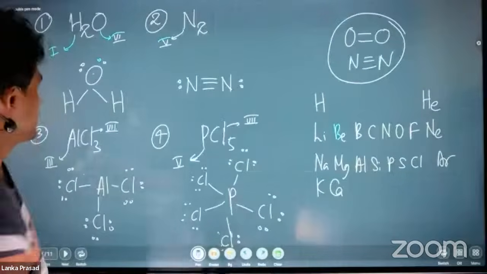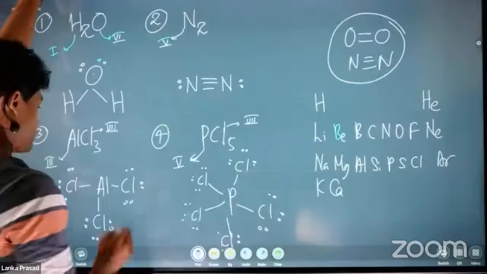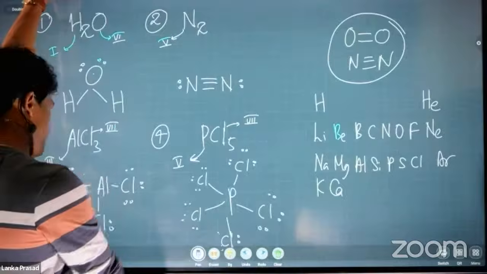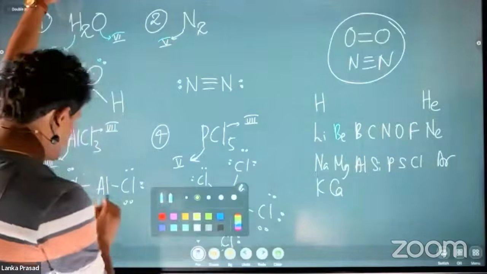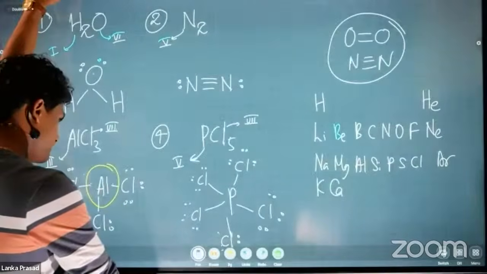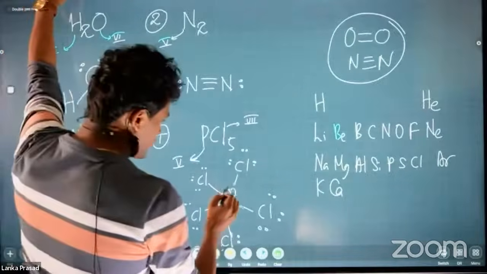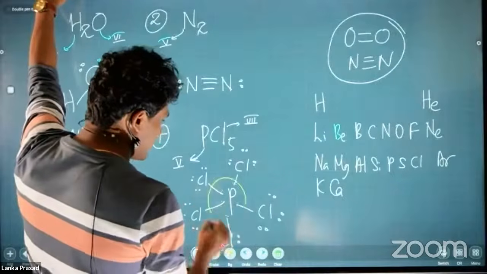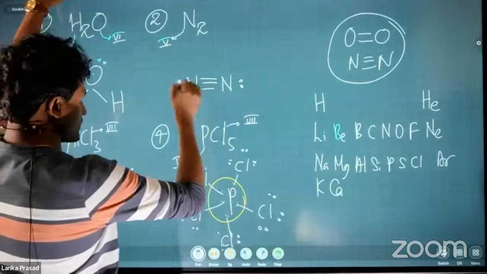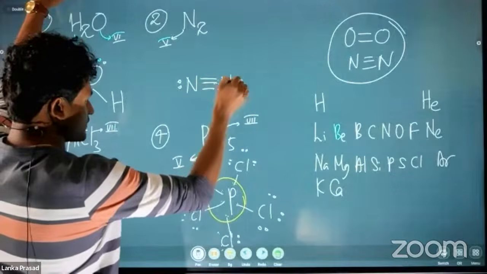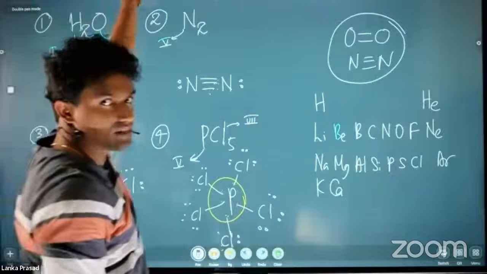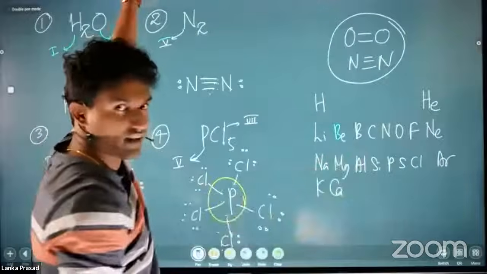Now look at that, talking about AlCl3 and PCl5. Around the aluminium, 1, 2, 3, 4, 5, 6: 6 electrons there. Here, 1, 2, 3, 4, 5, 6, 7, 8, 9, 10: 10 electrons there. Talking about nitrogen, 8 there, 8 there, 8 there. Always the main atoms and the neighboring atoms acquire noble gas configurations.